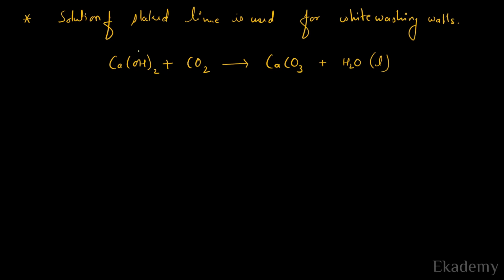So when this solution is applied on a wall, the calcium hydroxide present in the solution starts reacting with carbon dioxide present in the atmosphere, and slowly this gets converted into calcium carbonate, which is white in color, very shiny.